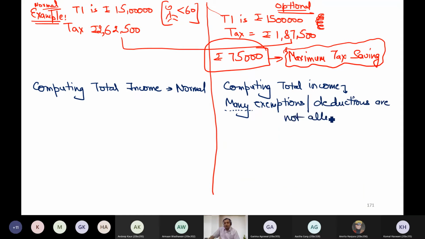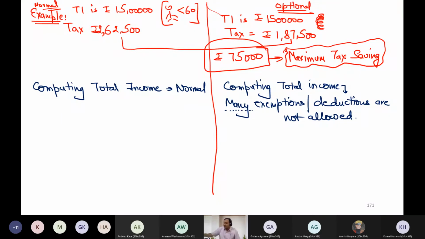This is the loss in optional taxation. So before giving any decision on whether any person should go for optional taxation or normal taxation, make sure to compute their total income first, as per normal provisions and as per the provisions of section 115BAC, because the value of total income will be different under optional taxation as compared to normal taxation.